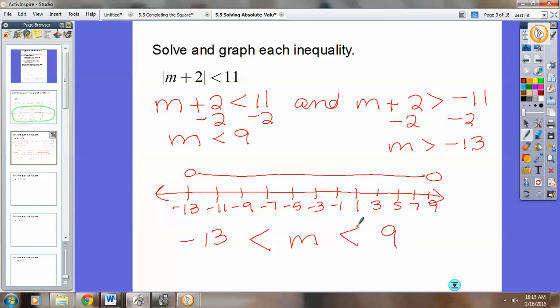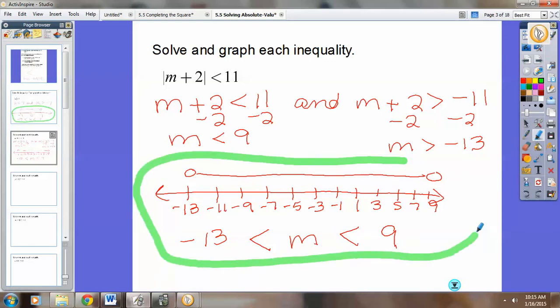Could any of our solutions be equal to 9? No. We have an open circle. So once again, we need two things. We need the graph. And the compound inequality.